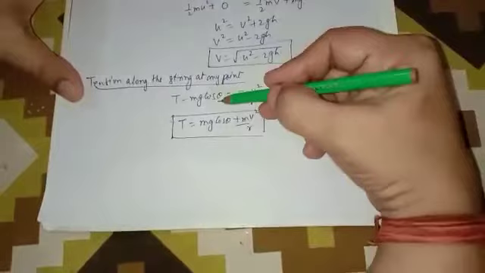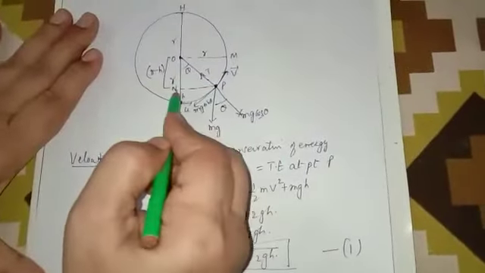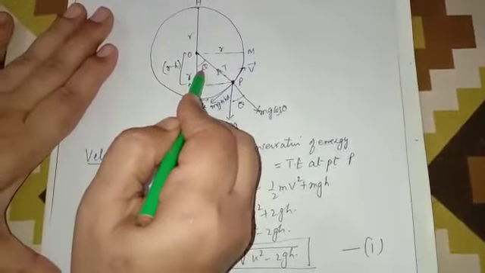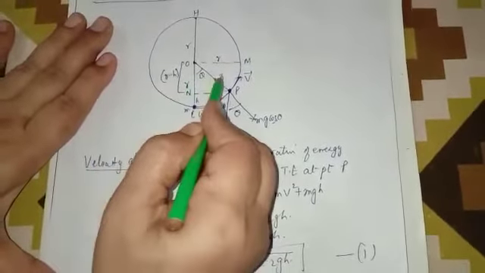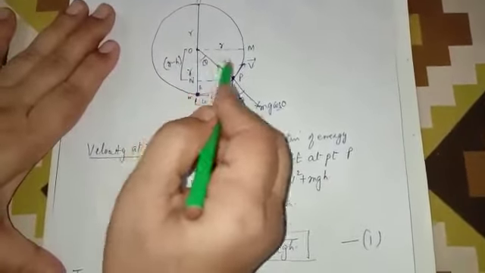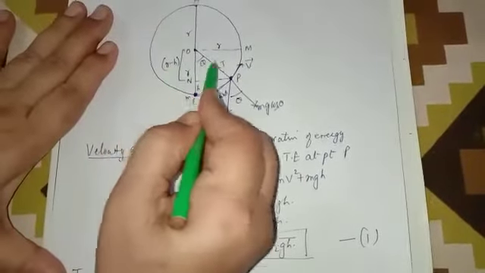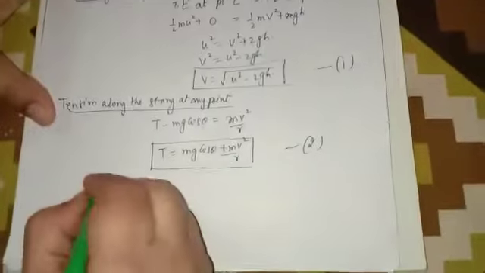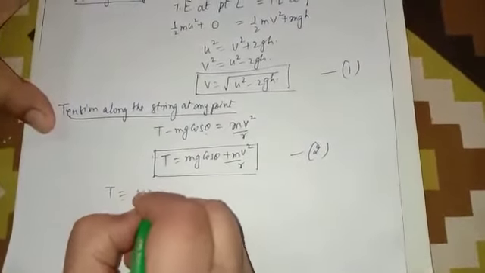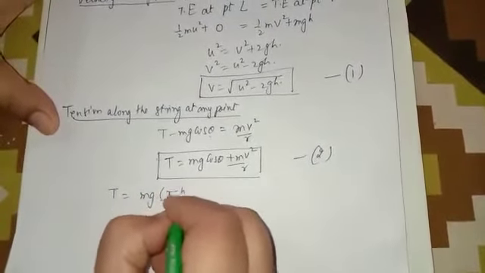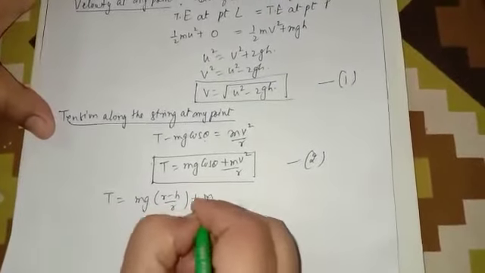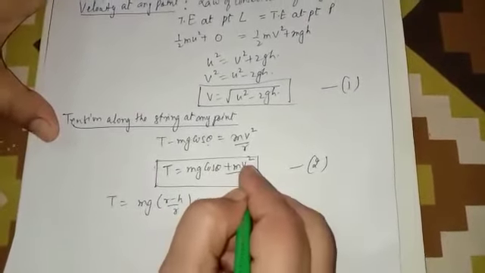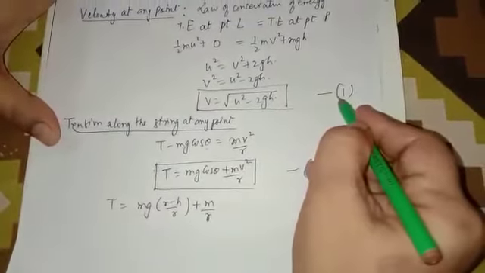This is your cos theta. So this is the triangle, this is the 90-degree angle, so this is theta. Cos theta is equal to base by hypotenuse. Base is what? R minus h. Hypotenuse is what? Radius. So T is equal to mg (R minus h) divided by R plus m divided by R.